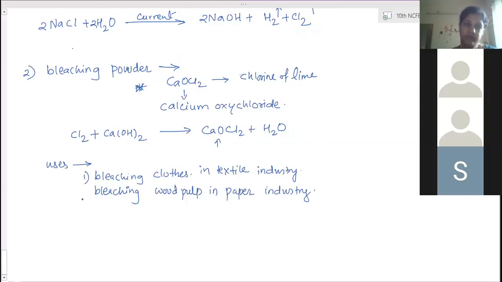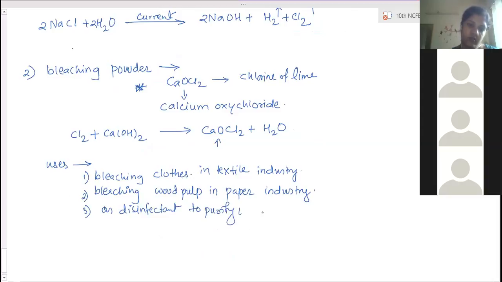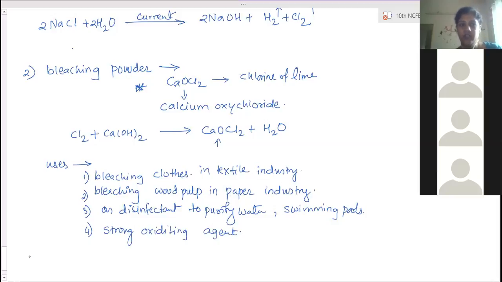Third, used as a disinfectant to purify water, even swimming pools. Also used as a strong oxidizing agent. These are the uses of bleaching powder.